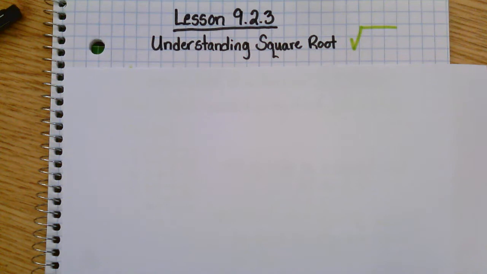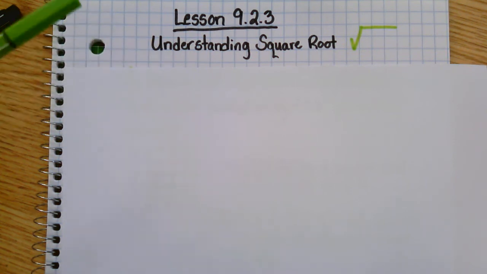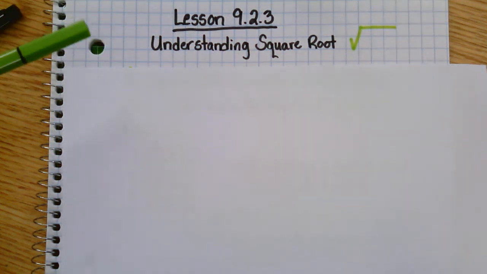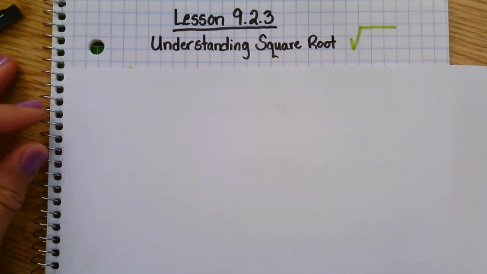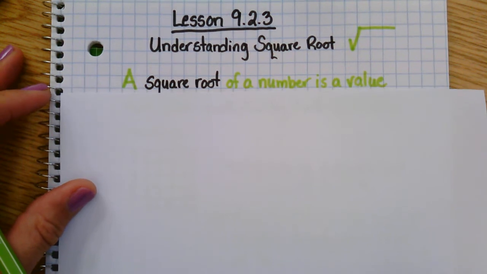If you're following our assignment calendar for April, you are on lesson 923, which is the assignment for Monday, April 27th. And today's lesson is on understanding square root. This is the symbol that you will most likely see when using square root of numbers. So let's start out with a definition.